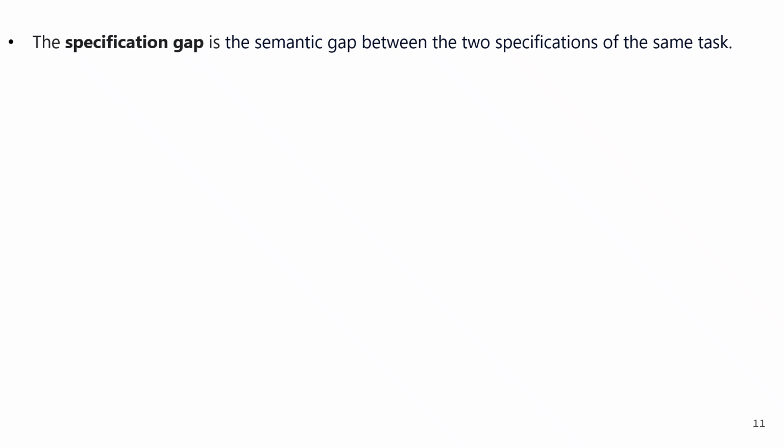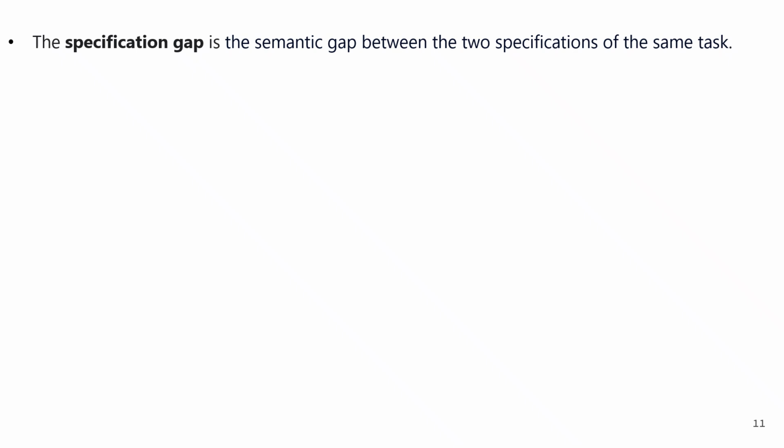The specification gap is the semantic gap between the two specifications of the same task. Okay, now what is this line all about? I repeat the line once again. The specification gap is the semantic gap between the specifications of the same task. If you remember, the specification gap existed between application domain and PL domain. अब ये जो दोनों डोमेन है वो सेम काम करता है, लेकिन दोनों के स्पेसिफिकेशन में फर्क है. Okay, I repeat, the specification gap is existing between application domain and PL domain.